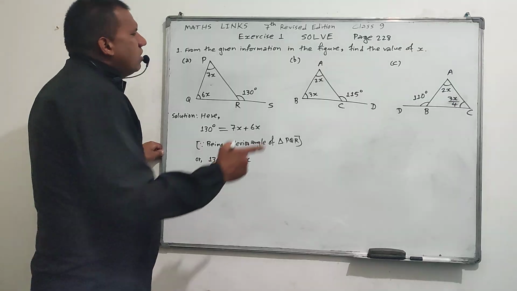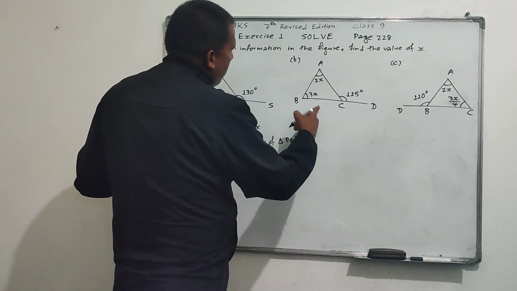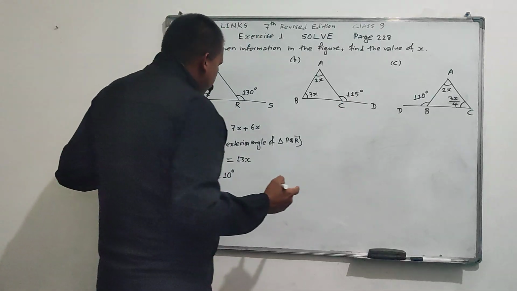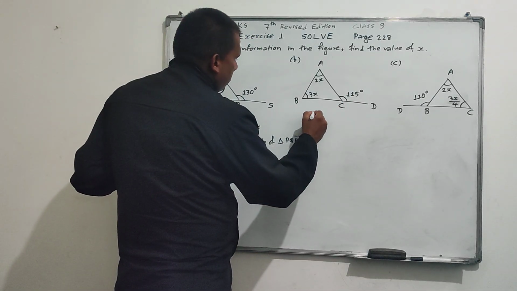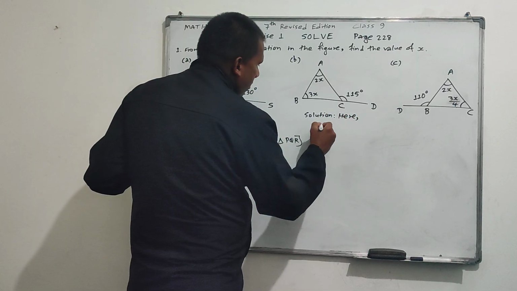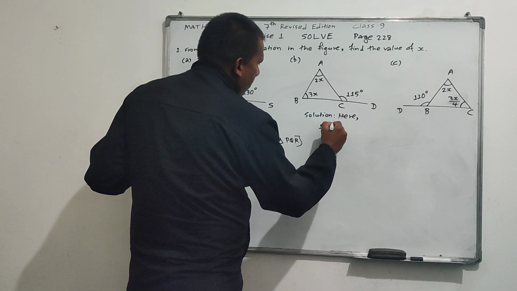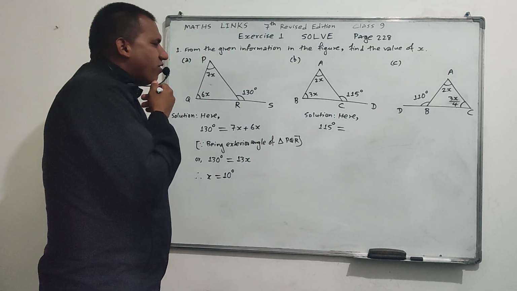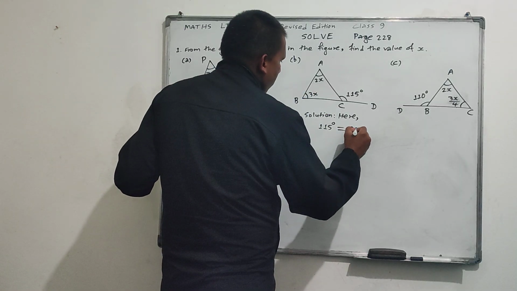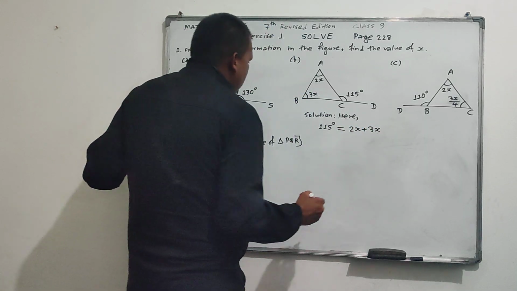Now, second figure, 1B. Triangle ABC is given. Its exterior angle is 115 degrees. Now, its solution. Here, 115 degrees is the exterior angle for triangle ABC. So, this equals 2x plus 3x.